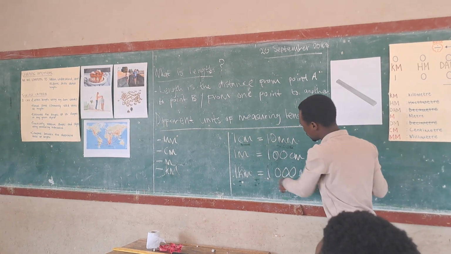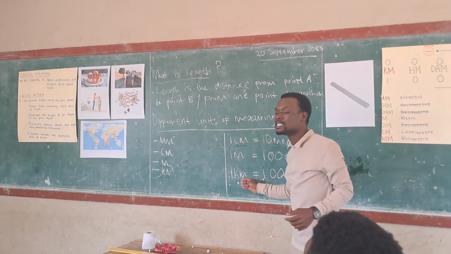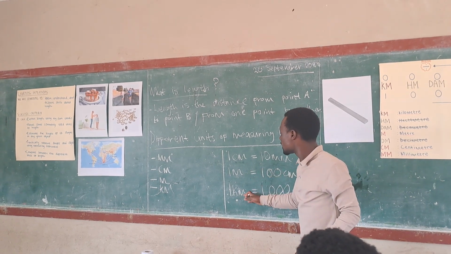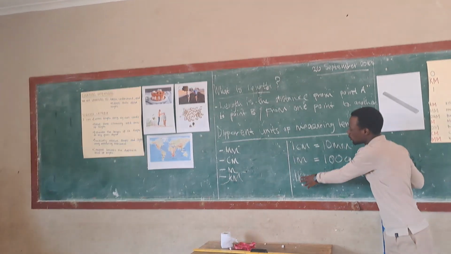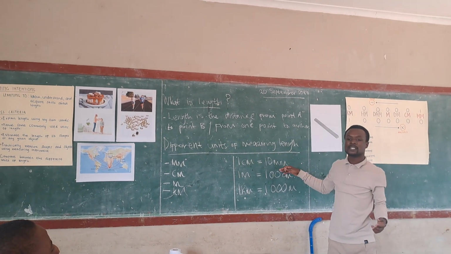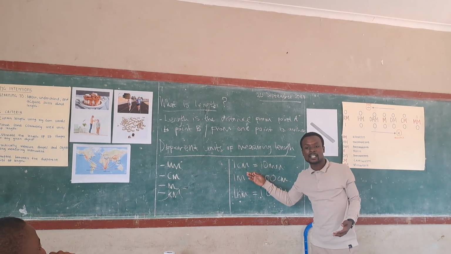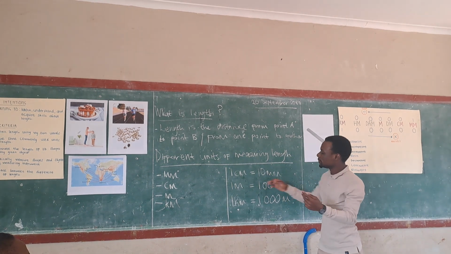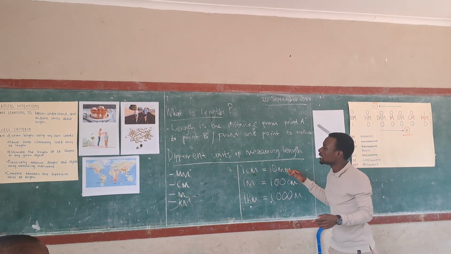Then 1 kilometer is equal to 1,000 meters. This shows us that kilometer is bigger than all of these units. 1 kilometer is bigger than meter, bigger than centimeter, bigger than millimeter, and millimeter is smaller than centimeter, smaller than meter, smaller than kilometer. Centimeter is bigger than millimeter but smaller than meter and kilometer. And we know that meter is smaller than kilometer but bigger than centimeter and millimeter.